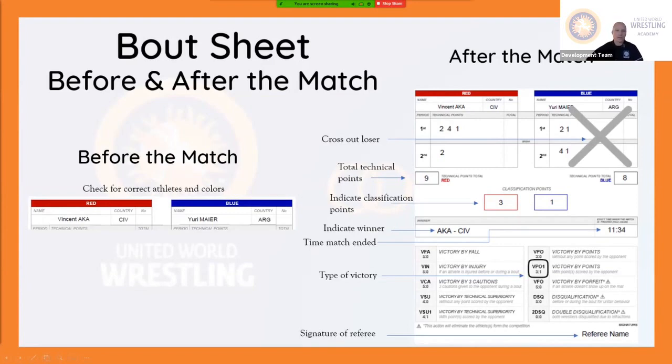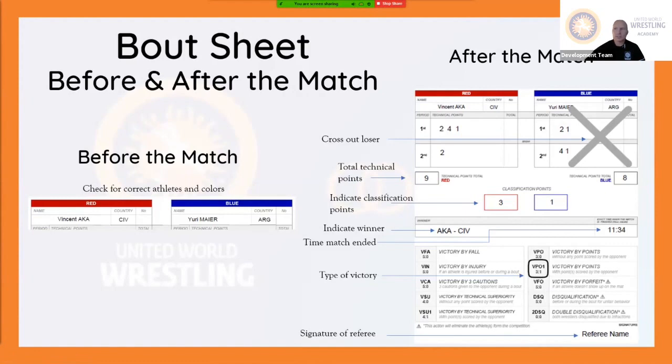Number one, whenever the match gets done, you simply cross out the loser, whether you have 1 line across it or 2. I typically just put 1 line across. The next thing is totaling up the technical points. So making sure you have the total technical points, just adding up your scores and indicating those in those boxes. The next one is indicating the classification points based on how the results of the match came. Then writing down and indicating the winner. Sometimes that just involves writing down the word red or blue in the process. And then also indicating the time of day that the match ended.